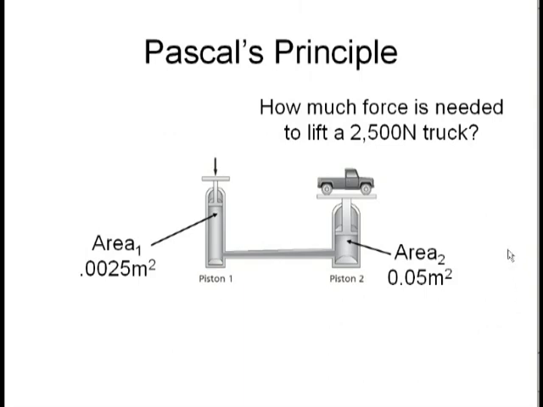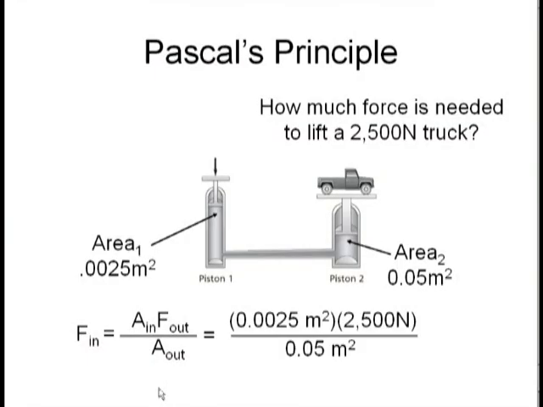So this is a typical problem you might see. They have the area of the small cylinder and the area of the large cylinder, and you're trying to lift a 2,500 Newton truck. How much force do we have to push on it? So we're using our relationship F in over the area in equals F out over the area out. And it comes out to 125 newtons. So this ratio of their areas is, this one is 20 times larger than that one, and that means we can lift a force that's 20 times larger than the input force.